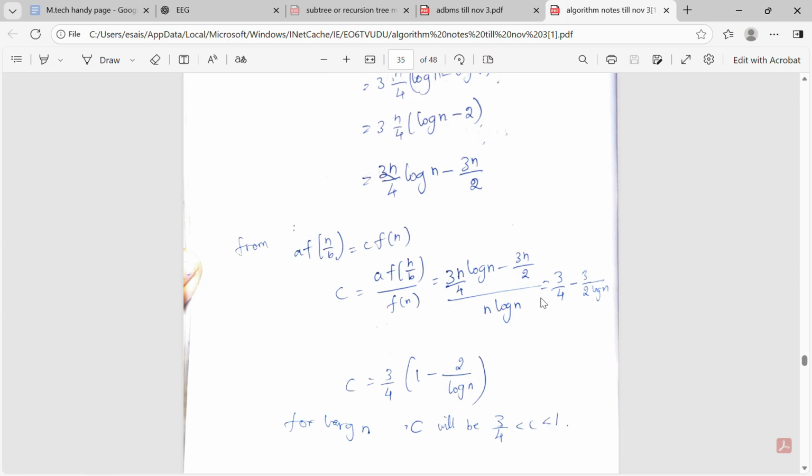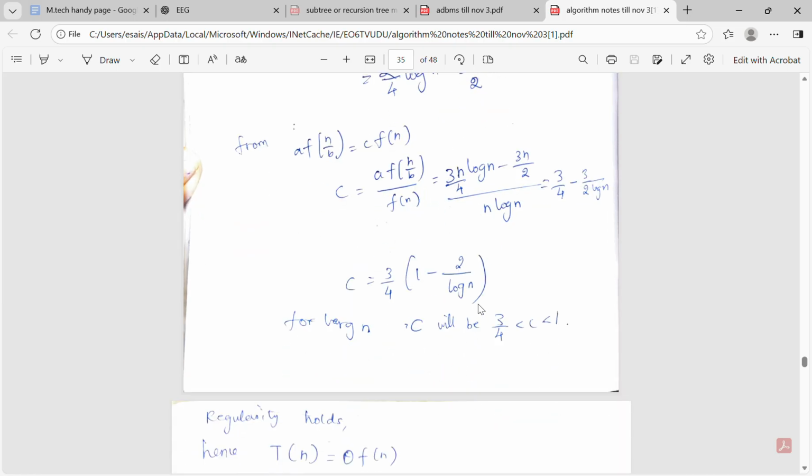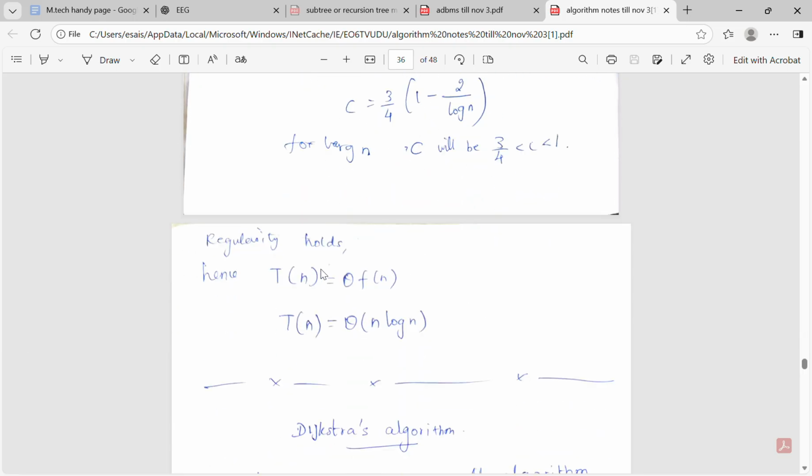I have solved it on a different paper. If it is confusing, we can discuss in person. So the regularity condition holds. So we can say T of n is equal to theta of f of n, theta of n log n.